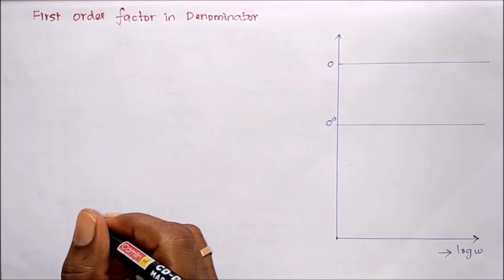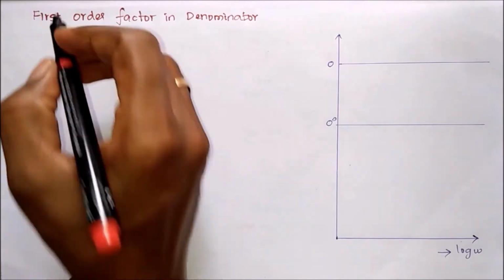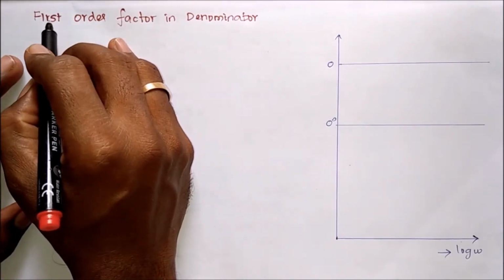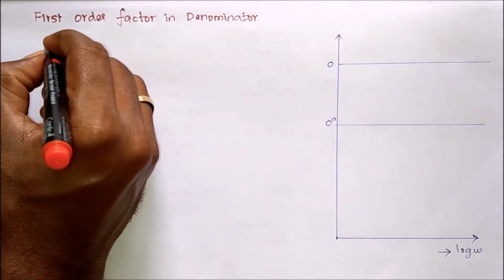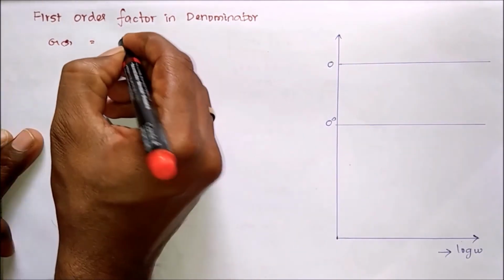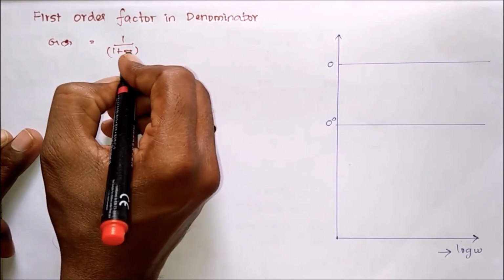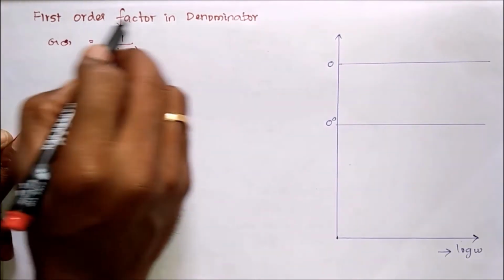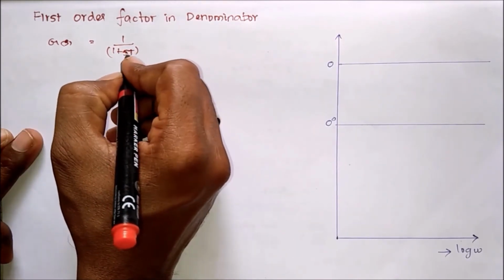So now we are going to draw the Bode magnitude and phase plots by considering the open loop system as a first order factor in the denominator. Actually, we consider G(s) equal to 1 by (s plus T). It means this is a first order system in the denominator. So according to the concept, the first order factor in the denominator is 1 plus sT.